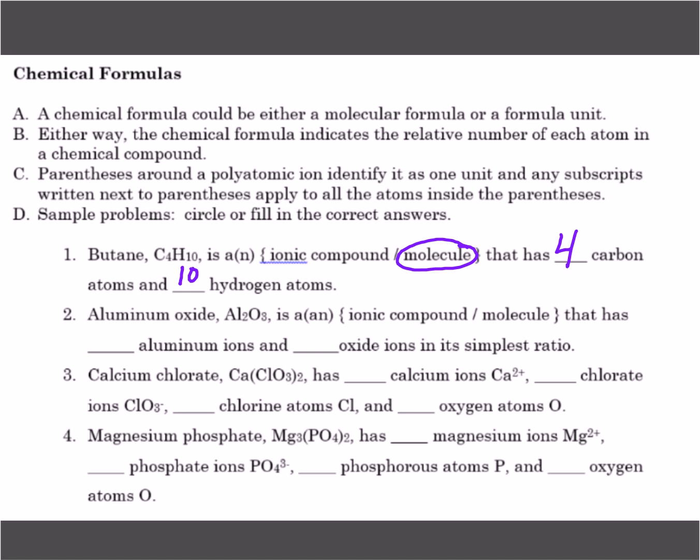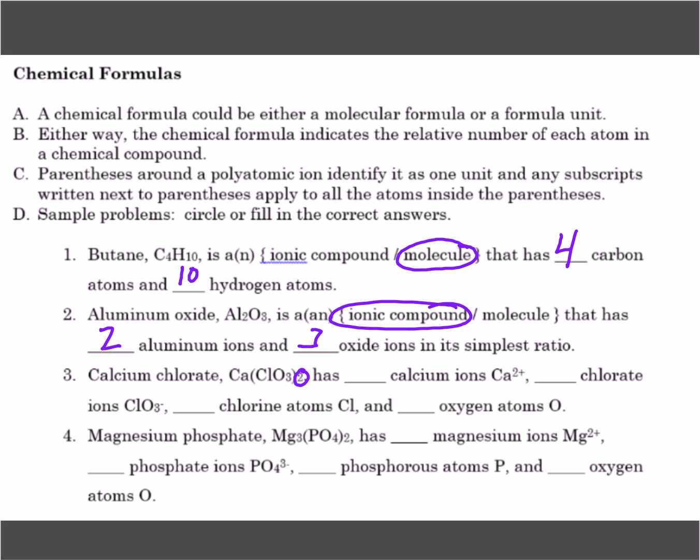Aluminum oxide is what? It's an ionic compound because it has a metal and a nonmetal. How many aluminum ions does it have? 2. How many oxygen ions does it have? 3. Calcium chlorate has how many calcium ions? 1. This is a tricky one here. What's the subscript, guys, on calcium? Just calcium. Oh, but I thought the 2 back there. See this 2 right here, guys, is only for what's in the parentheses.